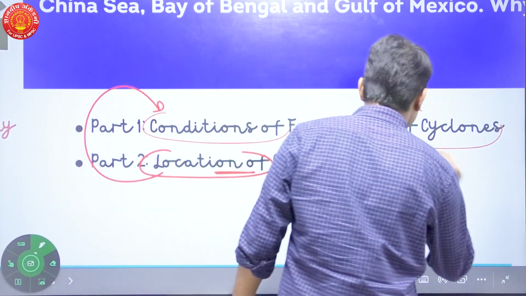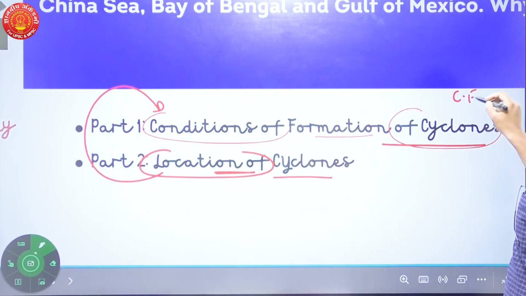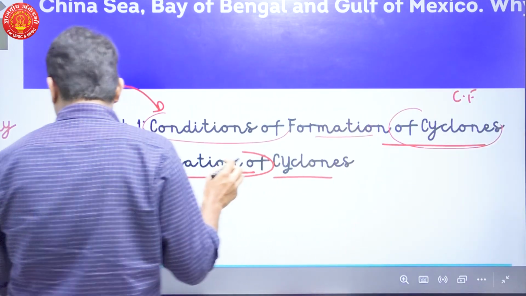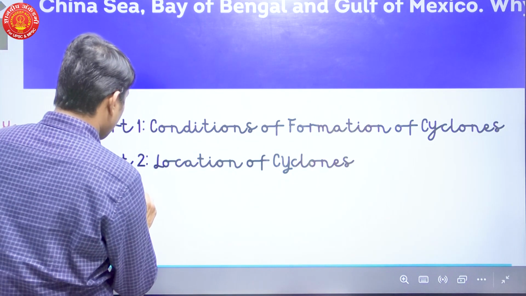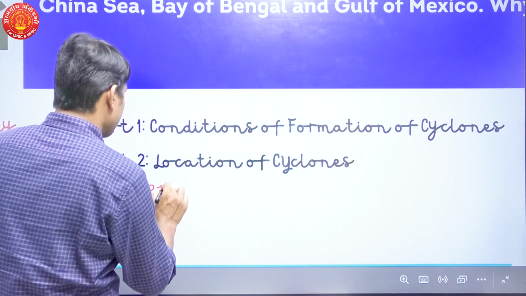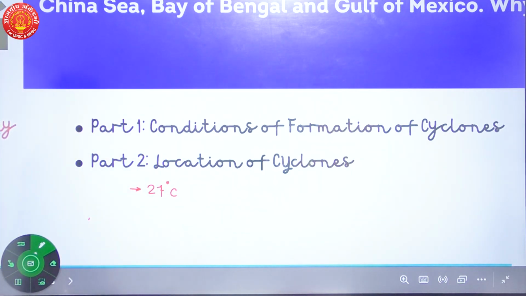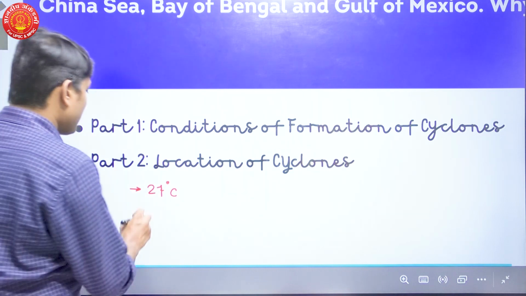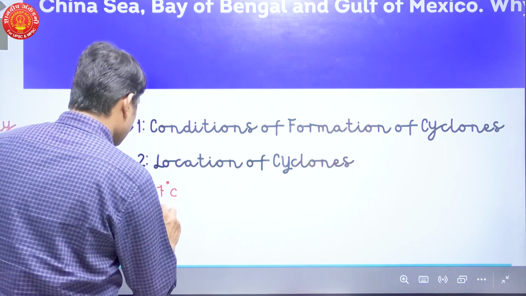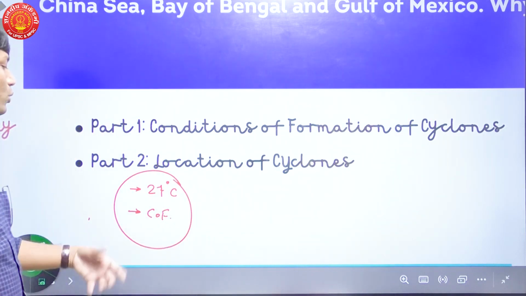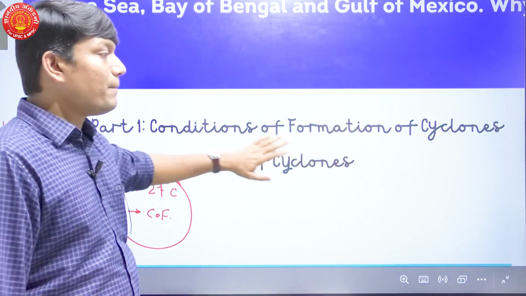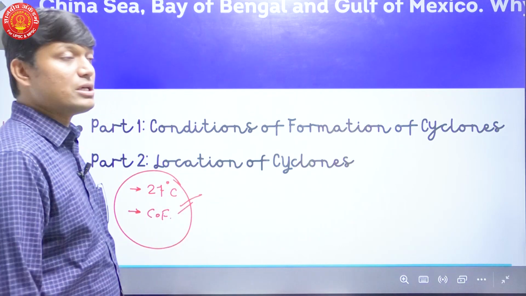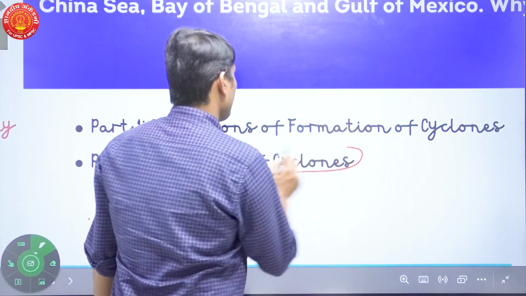I will definitely explain all the conditions whatever I require, but the conditions I am more bothered about are only two. Condition number one is that of temperature. I will say that it requires 27.5 degrees Celsius of temperature. Another important condition I am going to address here is that this system will require Coriolis force for its formation. Okay, so I have written all the conditions here, but I will highlight these two conditions just to address the location part.